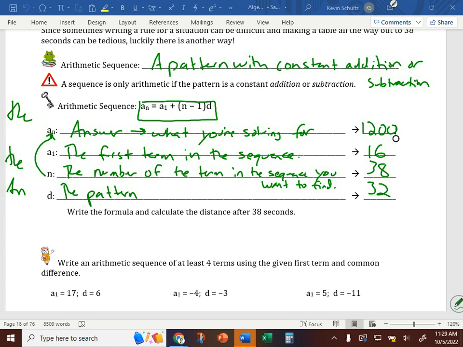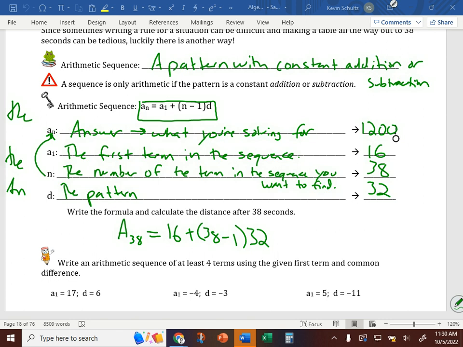Okay? So how this would look, if we're looking for the 38th term, we'd say A38, right? Because remember that N in AN, that's our answer, but it tells us what number of the term that we want. A38 is equal to our first term, A1, which was 16, plus, in parentheses, N minus 1, N being 38. Again, notice that 38 and that 38, those two N's are the same. They're both 38. And then our pattern was 32.